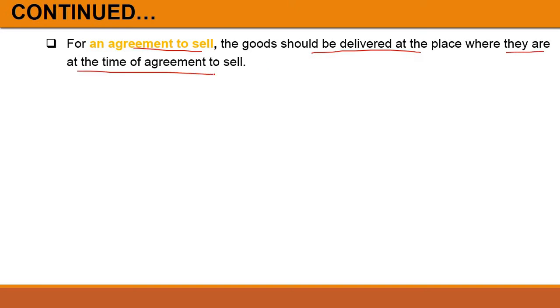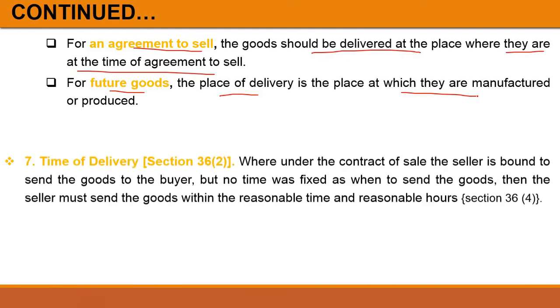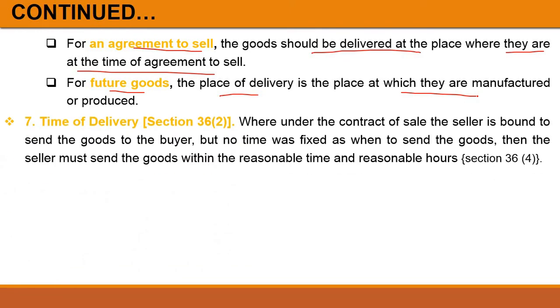So when the parties have decided, there is no issue. When the parties have not decided, then law says in case of contract of sale, at the point when the contract was made, and agreement to sell, where the agreement was made. So in case of future goods, the place of delivery is the place where the future goods are going to be manufactured. Now what is the time of delivery?